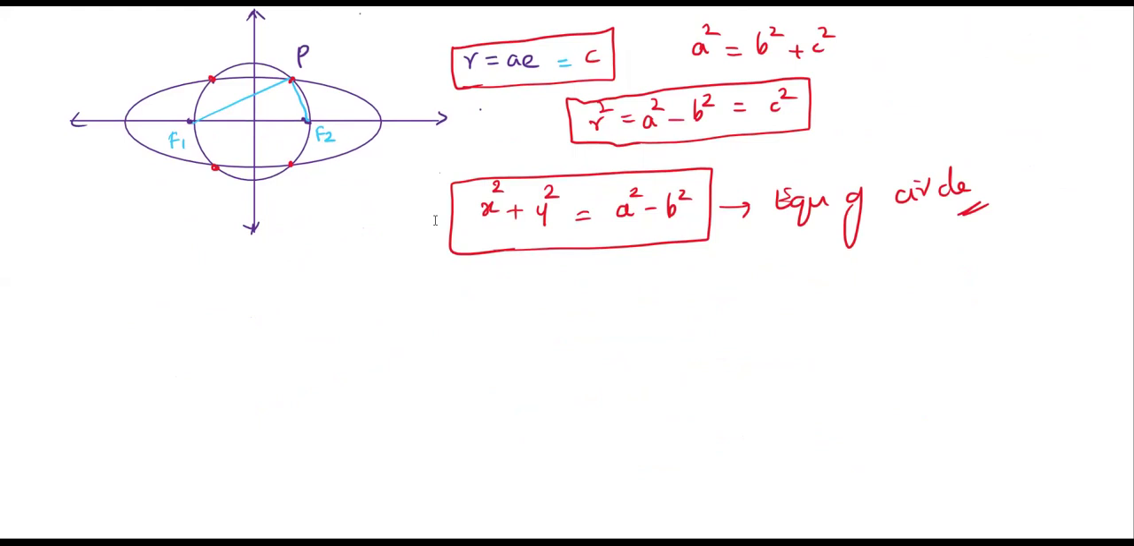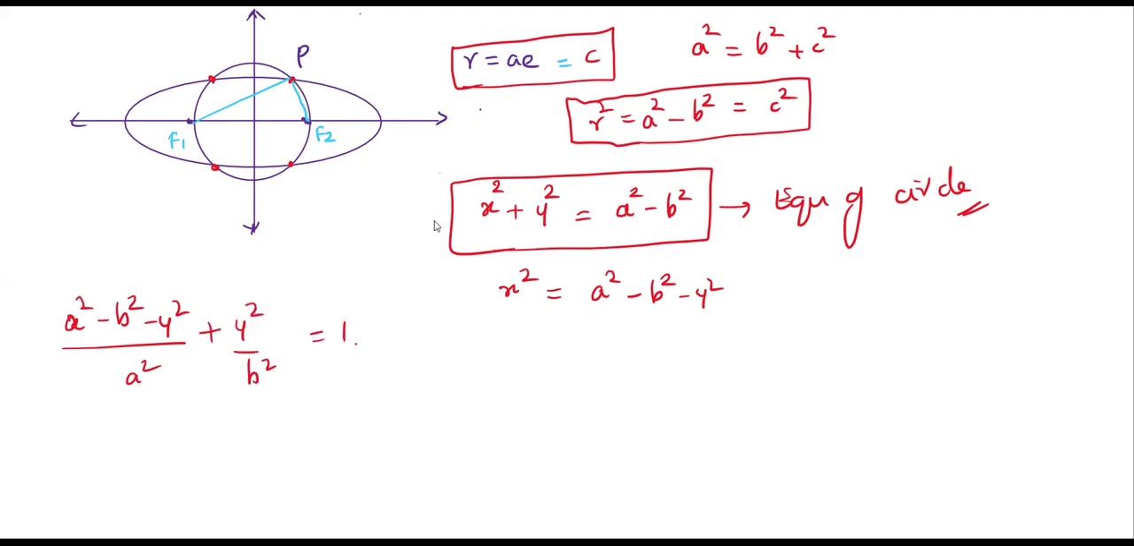What I'm going to do is find x square from here. What is x square? It is a square minus b square minus y square. I'm going to put this in the equation of the ellipse. What will happen? a square minus b square minus y square divided by a square, plus y square by b square equal to 1.